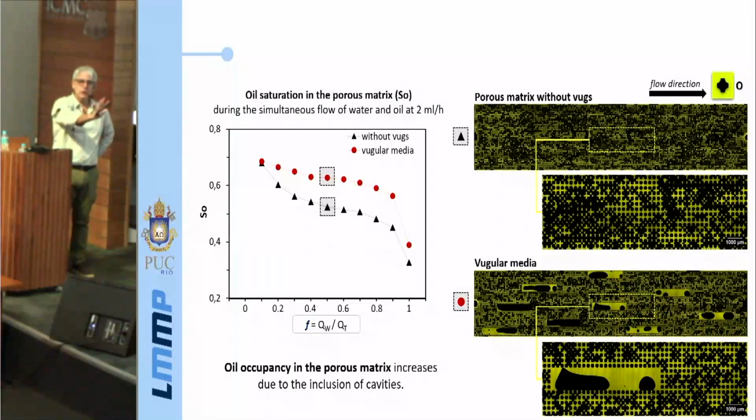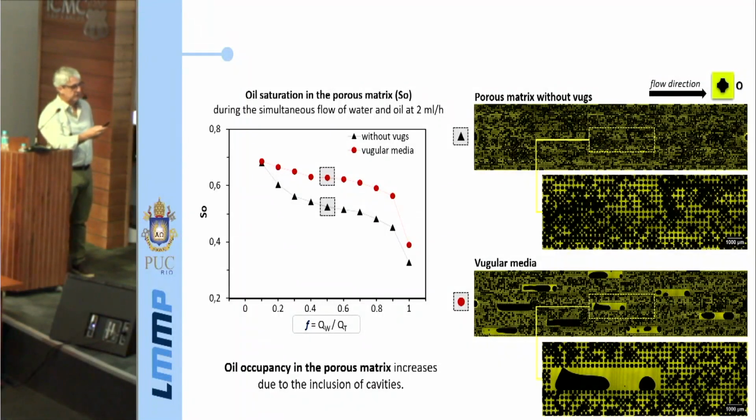You want to get that oil out, okay? And so we map what's the oil saturation as a function of the fractional flow rate for the system with VUGs and without VUGs. Okay? And again, a bad news here for oil recovery is that if you have a vugular porous media, the oil saturation that you get is higher. So it's harder to take oil out if you have a vugular porous media.